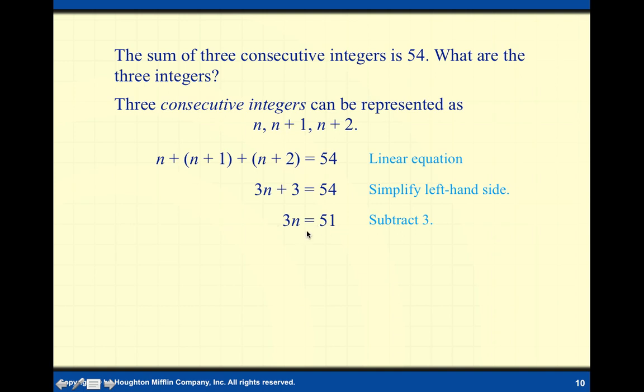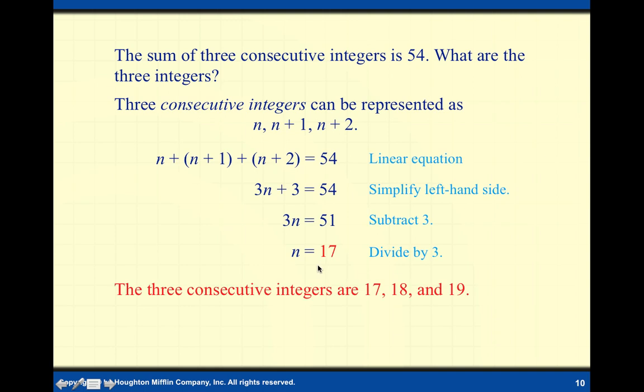I-divide ko both sides by 3. So, ang makukuha ko is, I think, 17. Tama? 51 divided by 3 is 17. So, the n is equal to 17. So, the three consecutive numbers are 17, 18, and 19. So, paano nangyari yon? So, kung 17 yung ano natin, ano yung kasunod na number? 17 plus 1, 18, 17 plus 2, 19. Kaya yung tatlong magkakasunod na number, pag pinag-add dyan, ang total nila ay 54.